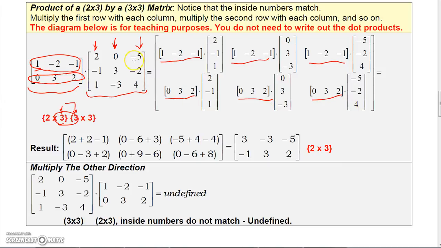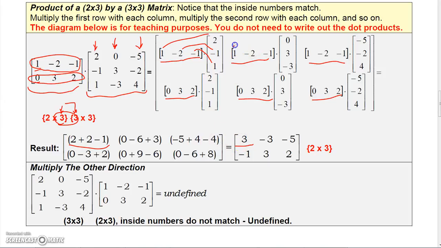Now I've already shown you how to do this, but I'll just walk through it with you with the top row. So when I multiply these two together, I take 1 times 2, plus negative 1 times negative 1, negative 2 times negative 1, and plus negative 1 times 1. And I get 2 plus 2 minus 1, which is 3. Remember, you get a single entry every time.